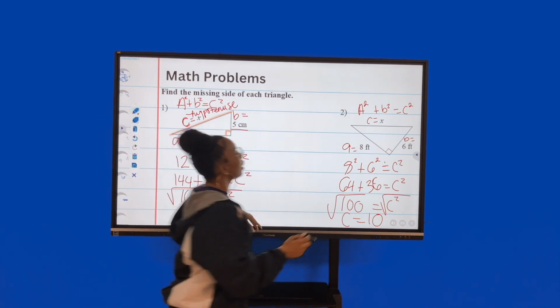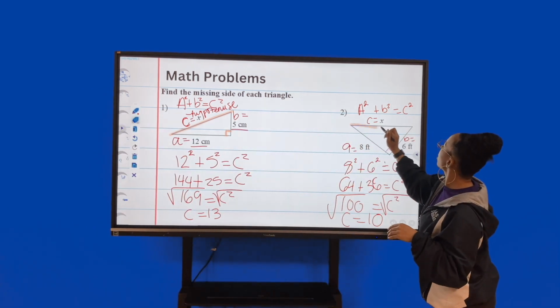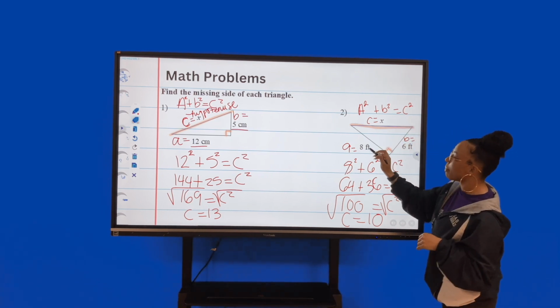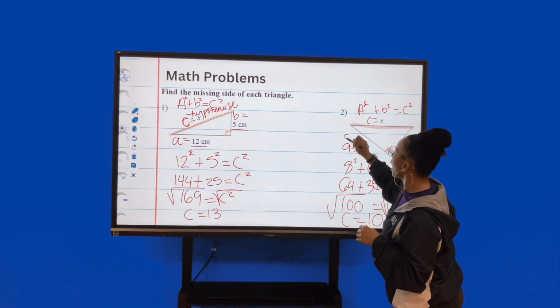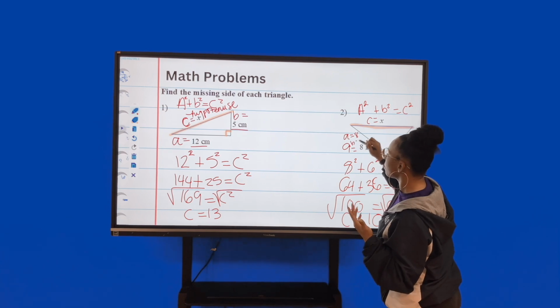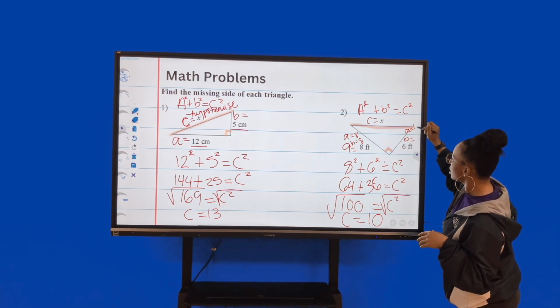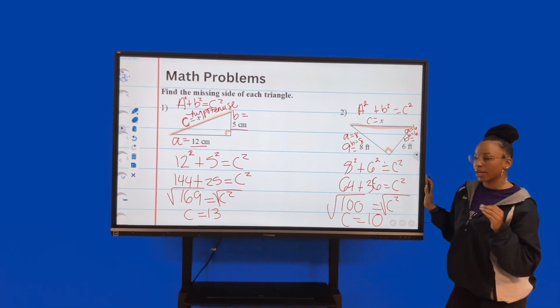So same thing here, if I have my longest side, right here my diagonal is across from my right angle, so that's how I know that's my C. My 8 could be A or B. Okay, so this could be A equals 8 or B equals 8. I'm still going to get the same answer. Same thing with 6. A could be 6 or B could equal 6, and I'm still going to get the same answer since all I'm doing is squaring and adding.